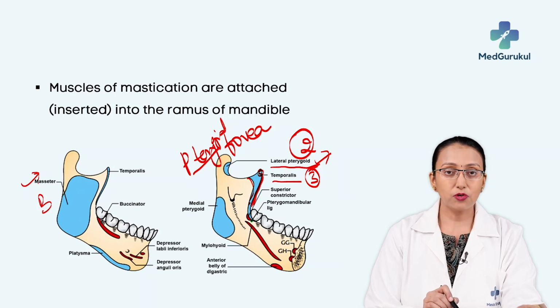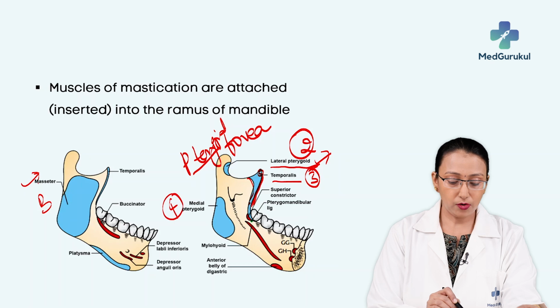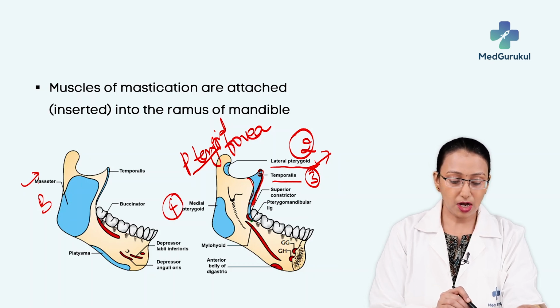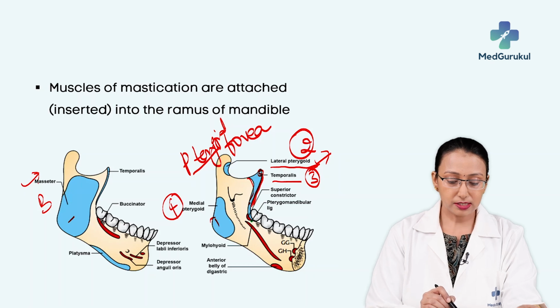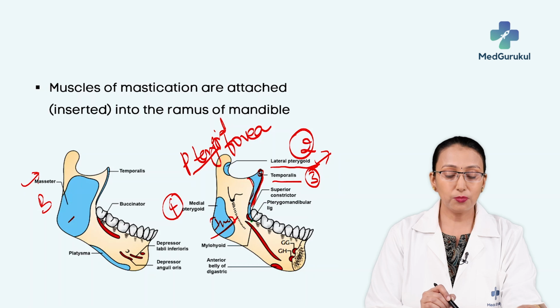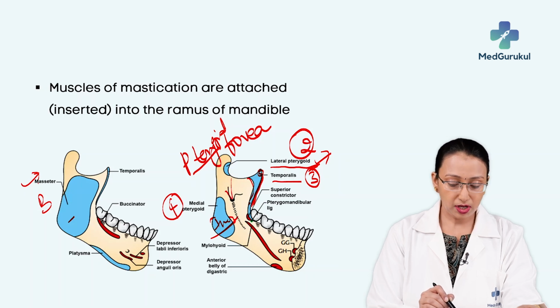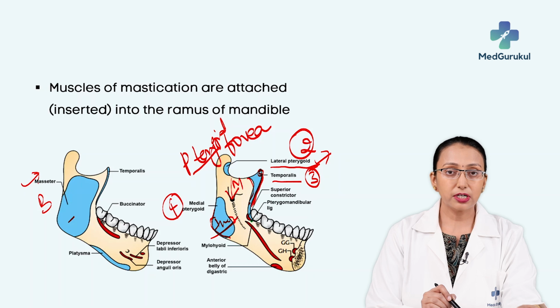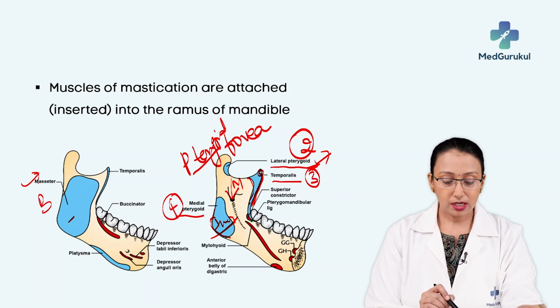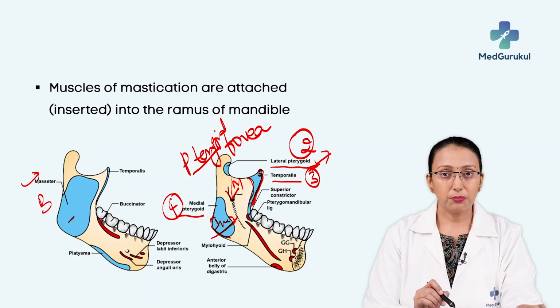Then we have one more muscle of mastication, the medial pterygoid muscle, along the medial surface. This is the outer surface that we are seeing, and this is the inner surface. Along the inner surface, posteromedial to the mandibular foramen, and along the angle of the mandible, there is insertion of this medial pterygoid muscle. So, these are the 4 masticatory muscles.